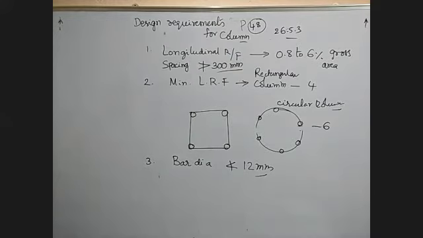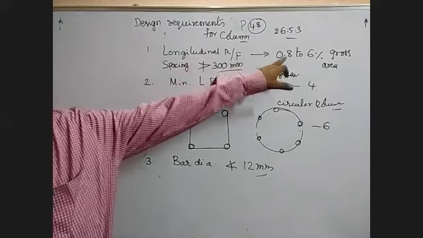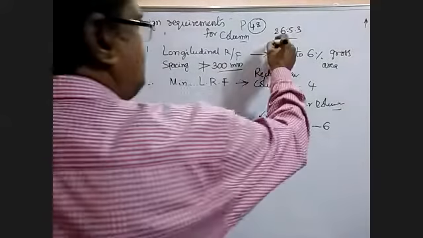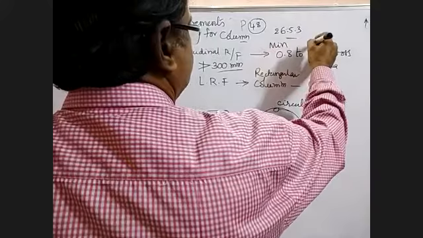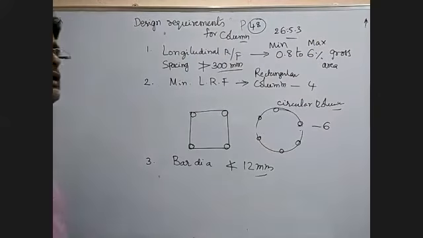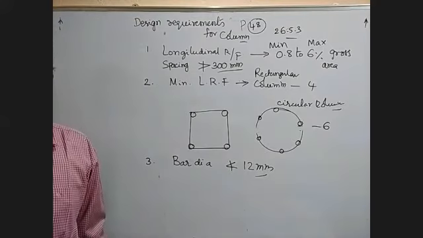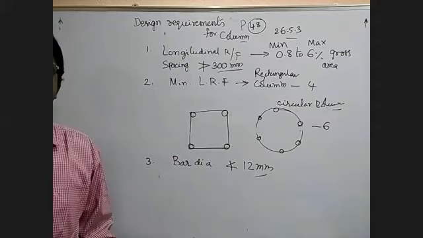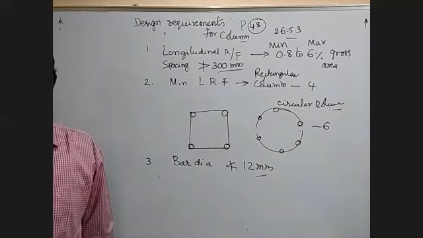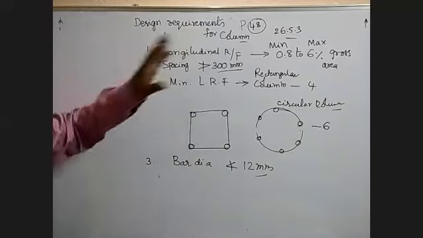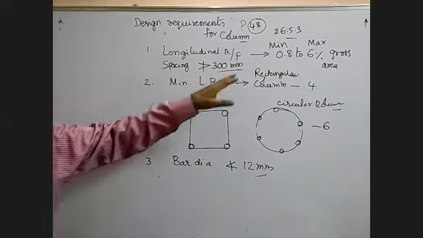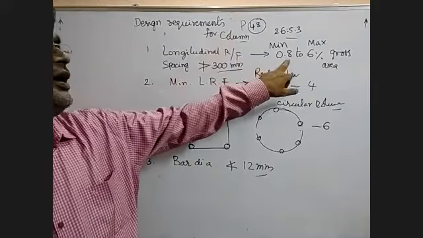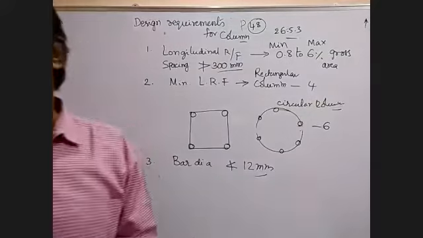Okay. Now coming to this, this is regarding the longitudinal reinforcement. So the longitudinal reinforcement minimum is 0.8, maximum 6. Okay. In a slab, the minimum is 0.12% of the gross area for HYSD bars, 0.15 for mild steel. The same here for beam it is 4%, but here for column the minimum is 0.8% and the maximum is 6%.